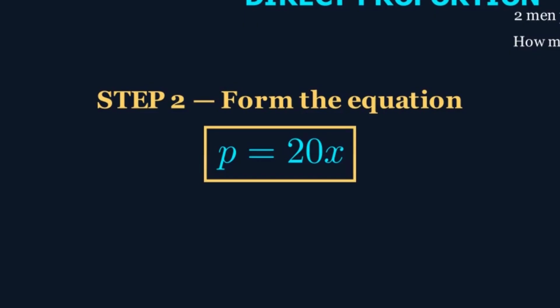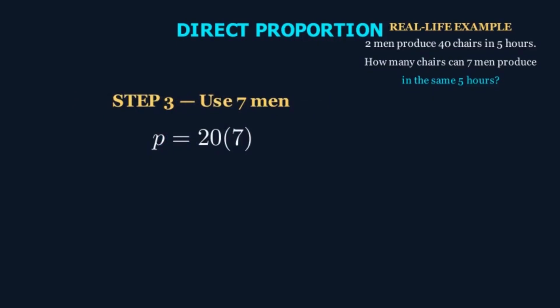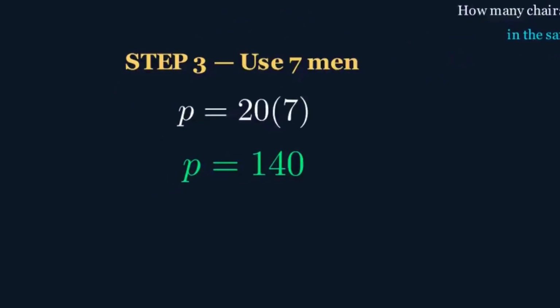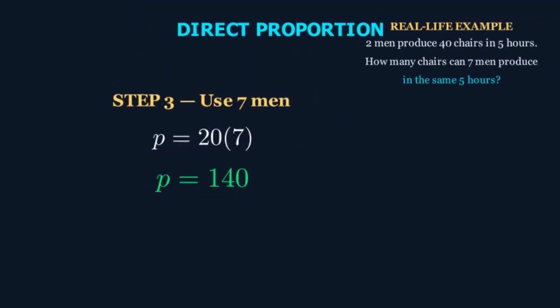Step 3. Use 7 men. Substitute x equals 7. p equals 20 times 7. Therefore, p equals 140. So, 7 men can produce 140 chairs in the same 5 hours. Remember, for direct proportion, find k first, then use the equation.